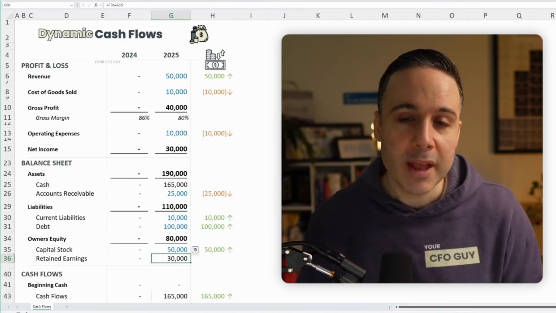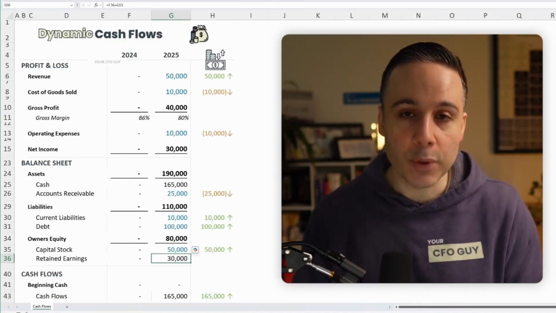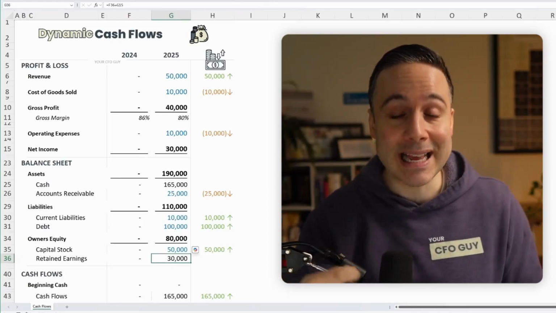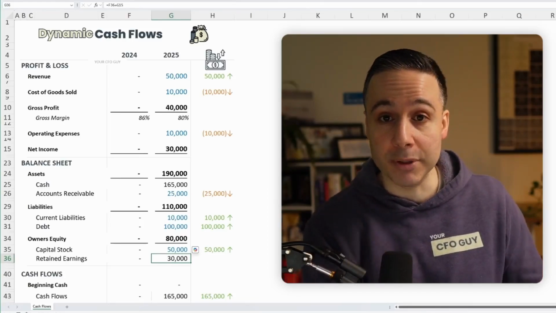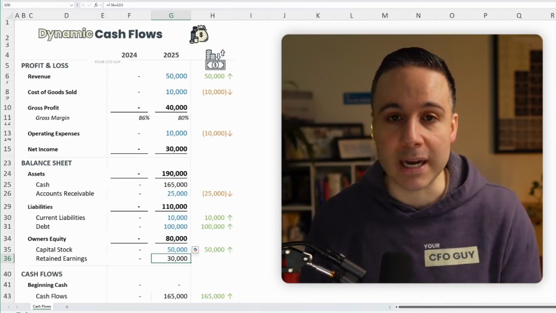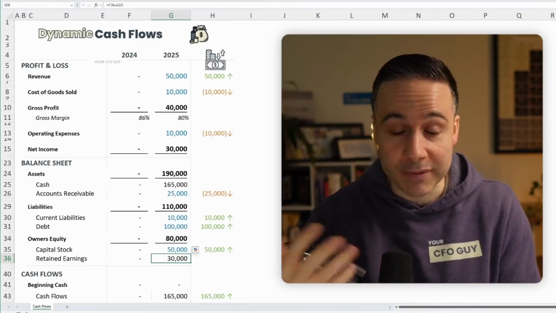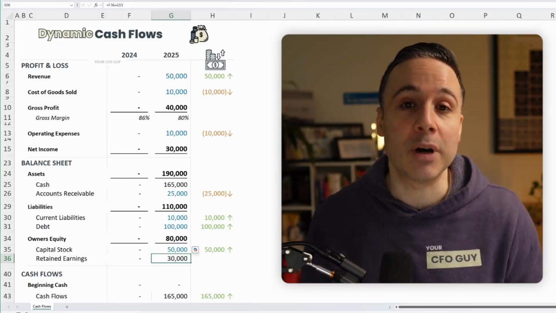If I then repay that debt, well, that means that my debt balance will go down, which means that instead I paid cash. My liability went down and my cash went down. The same is true for an equity account. If you return capital to an investor, well, that means that your cash will actually go down.